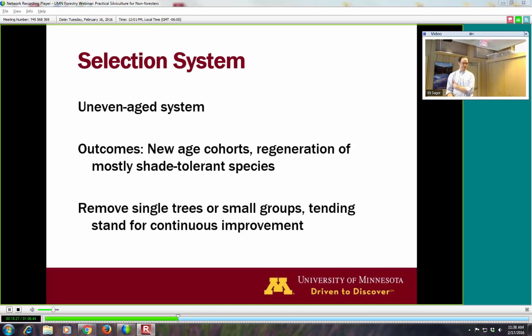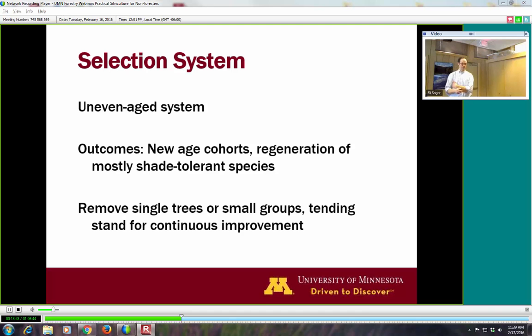So under the selection system, the outcome is basically new cohorts, either as individual trees or as small groups of trees. And because we're creating very small gaps, we tend to have regeneration really only of shade-tolerant species, or certainly predominantly of shade-tolerant species. Again, species that can thrive and grow under a low-light environment.